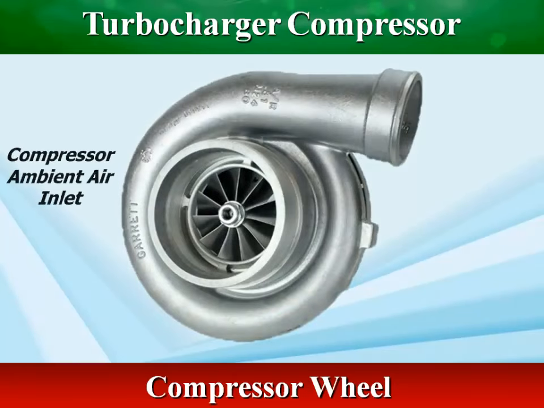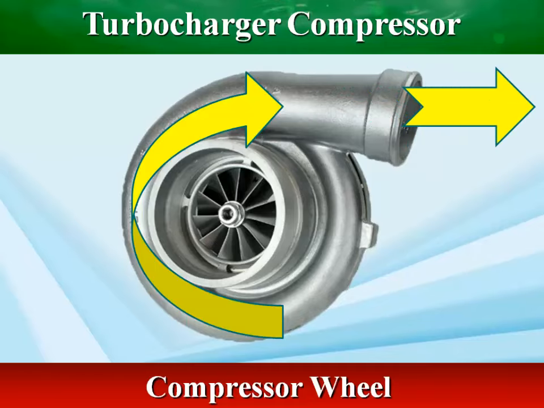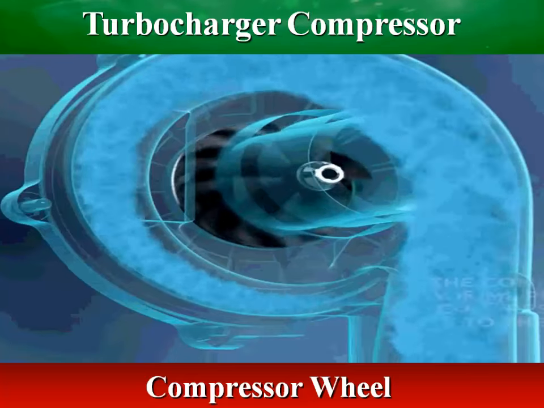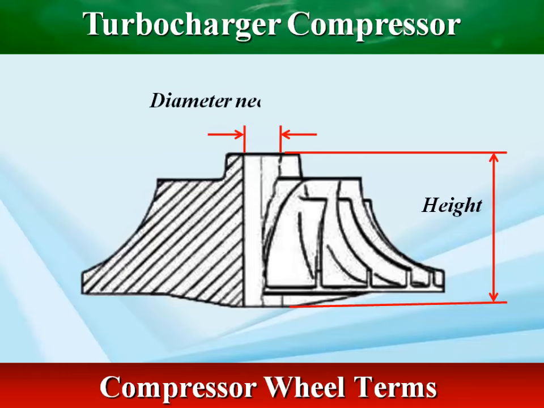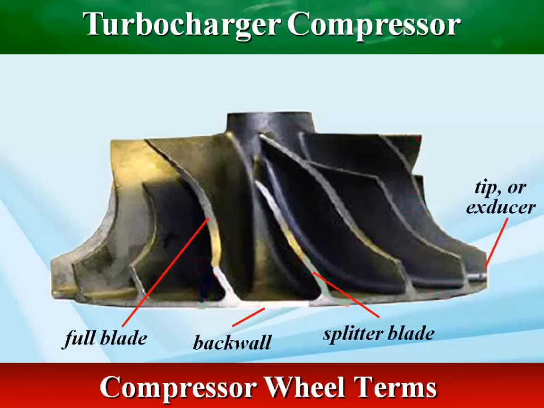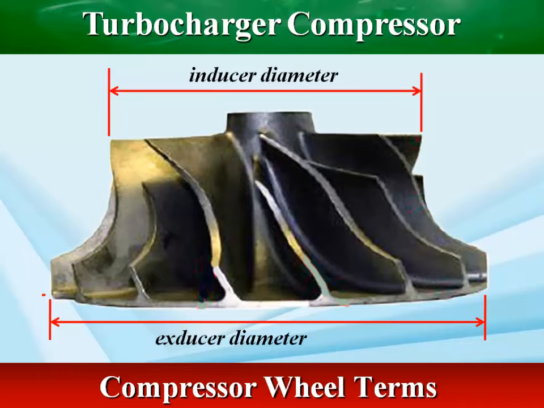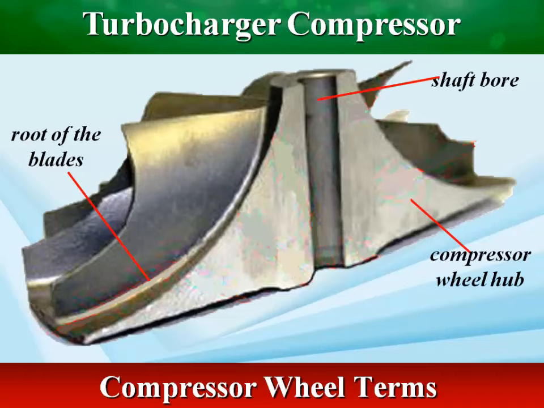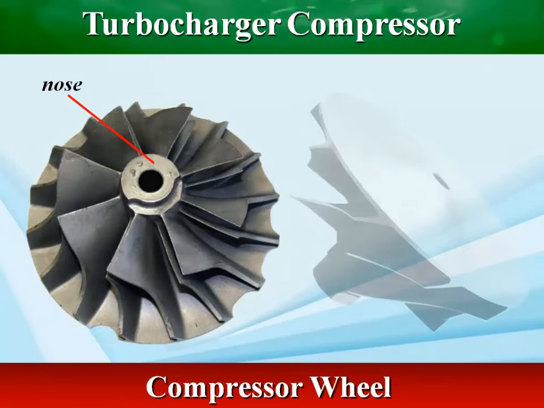With the rotational speed of the compressor wheel, air is drawn in axially, accelerated, and then expelled in a radial direction. Compressor wheels are balanced on two planes, the nose and back wall.